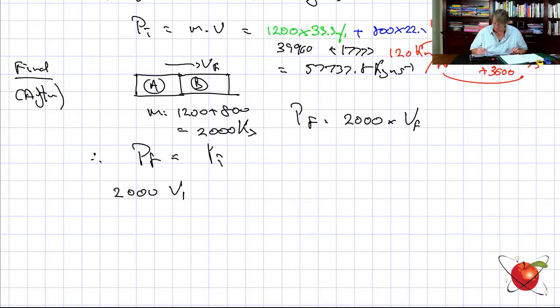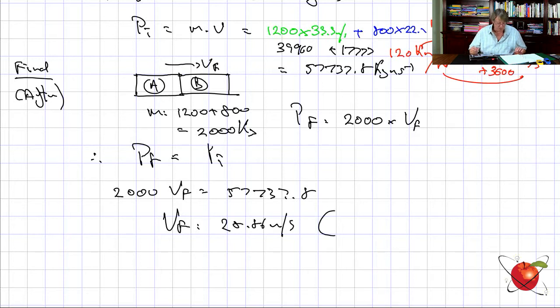2,000 times V final must be equal to that 57,737.8 kilogram meters per second. Therefore, V final is going to have to be 28.86 meters per second, which is approximately 104 kilometers per hour.